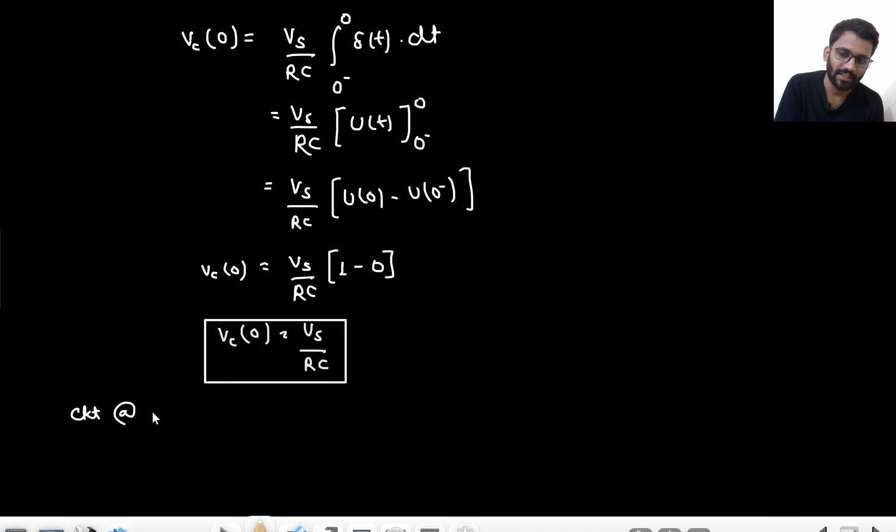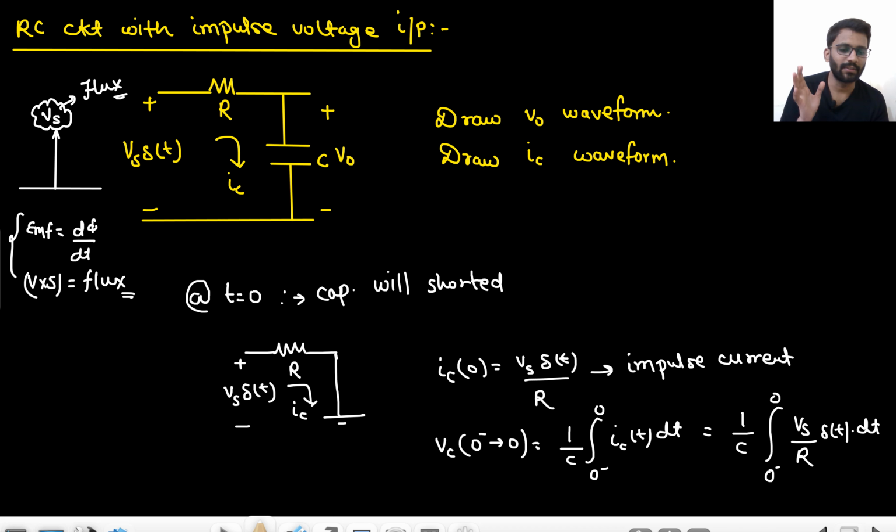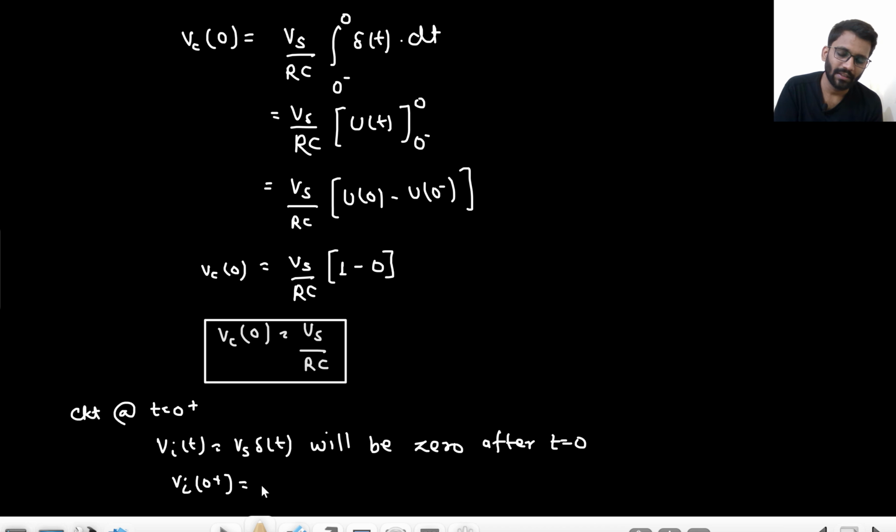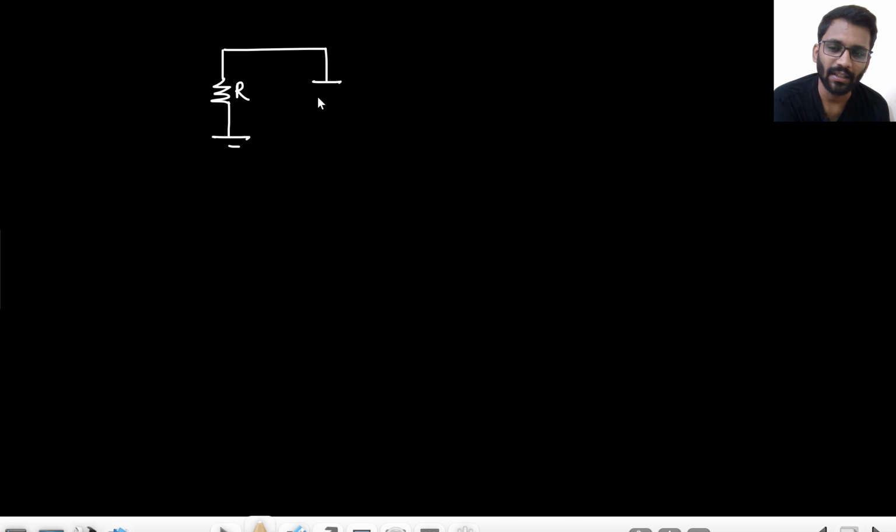Circuit at t equals 0 plus. What is happening at t equals 0 plus now? Input is gone. Vs delta t is gone. Vin(t), that is Vs delta t, will be 0 after t equals 0, right? That means Vin at 0 plus is 0 volt. Input is gone. So now what will happen? One end of the resistor will be grounded and the other end of the resistor will be connected to the capacitor, but the capacitor is having an initial voltage of Vs by Rc.